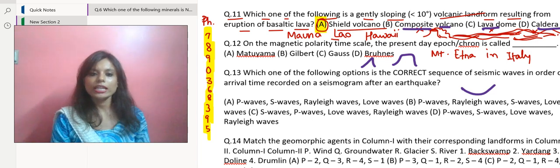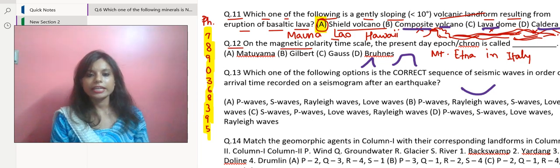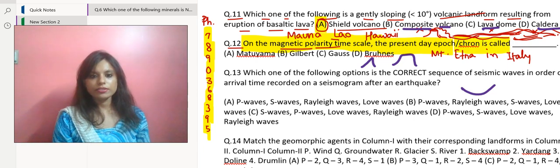Okay. Now let's move over to the next question. That's question number 12. On the magnetic polarity time scale, the present day epoch or chron is called dash. Let's see the options. It's written Matuyama, Gilbert, Gauss, and Brunhes. Here it would be Gilbert. Okay, your correct answer is Gilbert. Gilbert chron. That's your answer.